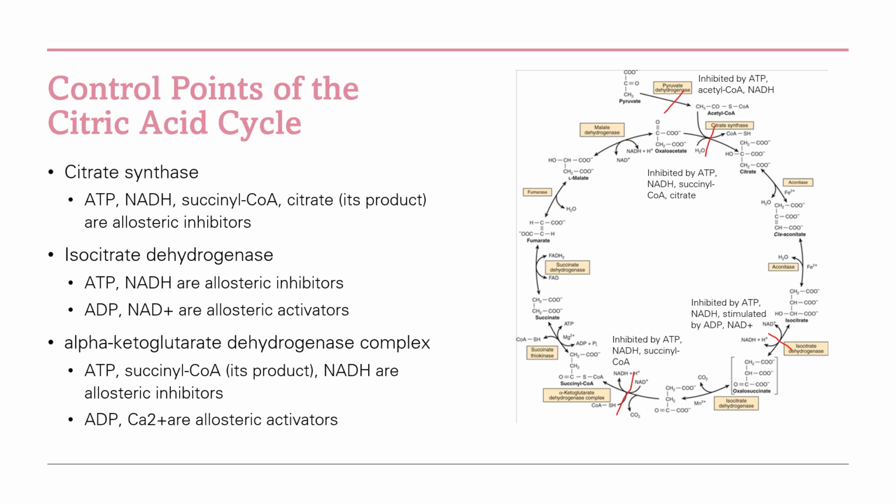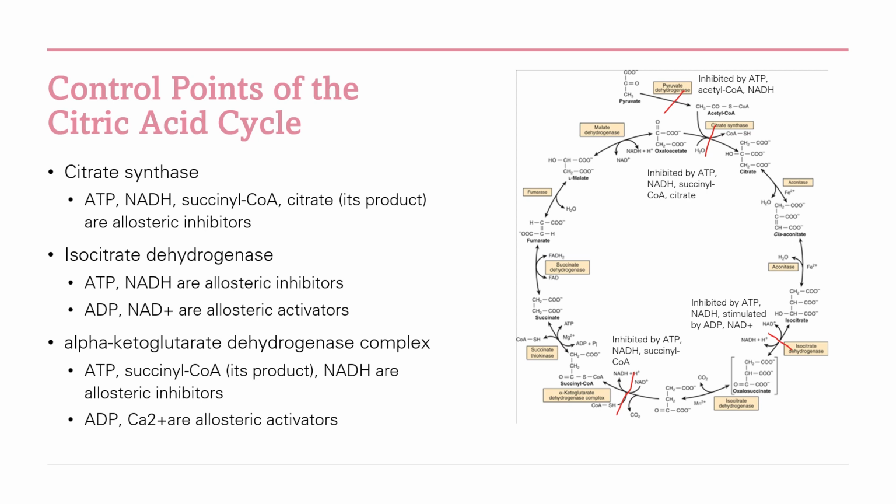There are 3 main control points in the citric acid cycle to know. The first occurs with citrate synthase. ATP, NADH, succinyl-CoA, and citrate, the product it generates, act as allosteric inhibitors. These inhibitors signal high energy levels and abundance, resulting in a slowdown of the cycle's pace. This regulatory mechanism ensures that when energy levels are high, the cycle's activity decreases to prevent unnecessary energy expenditure.